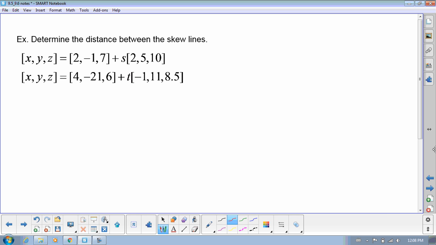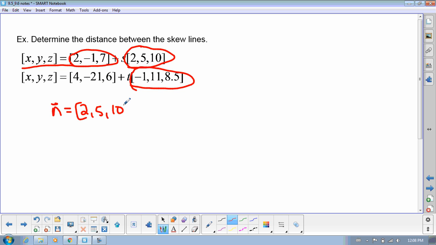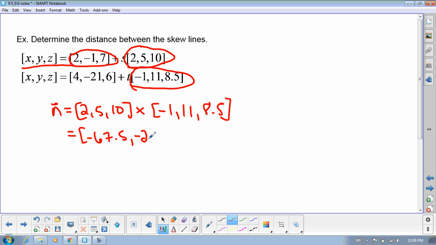So I'm going to create a plane using the direction vector from here, the direction vector from here, and I'm going to use this point. Okay, so when we have lines, how do we get a plane? We need the normal. So the normal is going to be 2, 5, 10 crossed with negative 1, 11, and 8.5. So when you do the cross product for this here, you're going to get negative 67.5, negative 27, and 27. Once again, always check to make sure you're getting this answer. So when you do the cross product, that's what I ended up with.